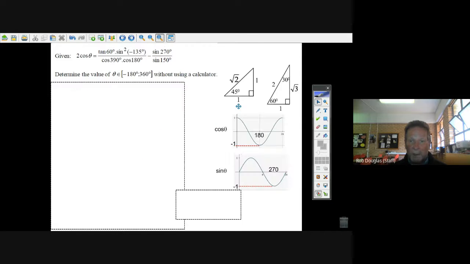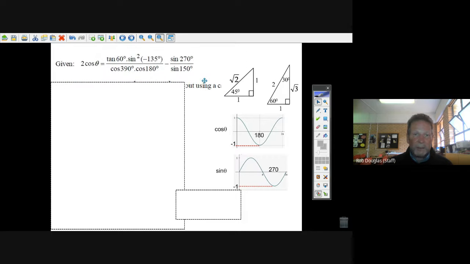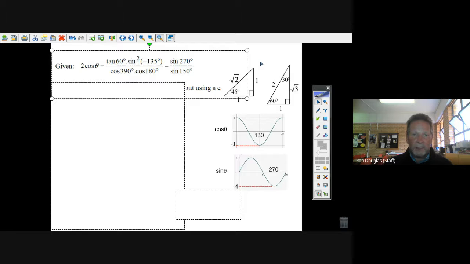Let's take a look at the next one here. Ooh, there's quite a bit of work in the next one. So it says, without using a calculator, determine all this stuff up here: the tan of 60 degrees, the sine squared of negative 135, the cosine of 390, the cosine of 180. There's a lot of things we're going to need.